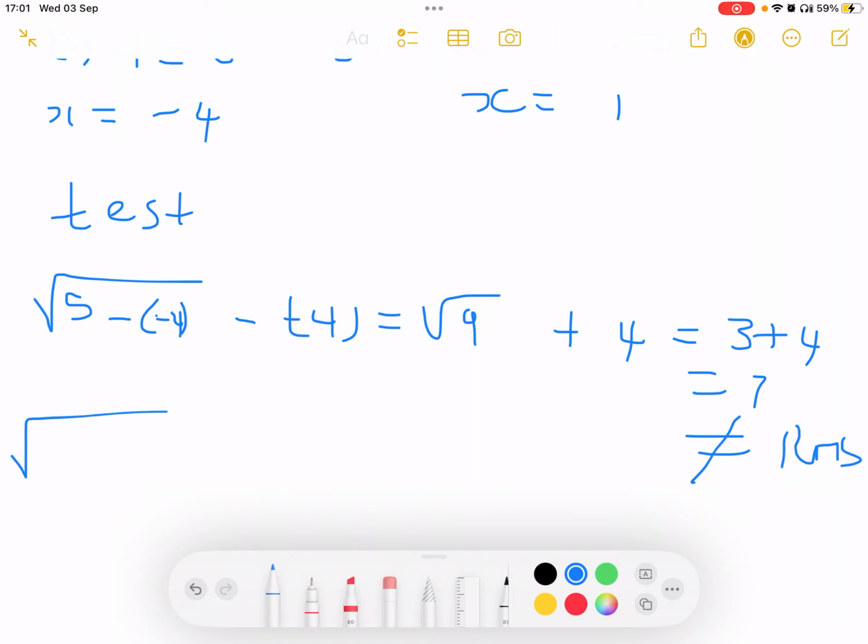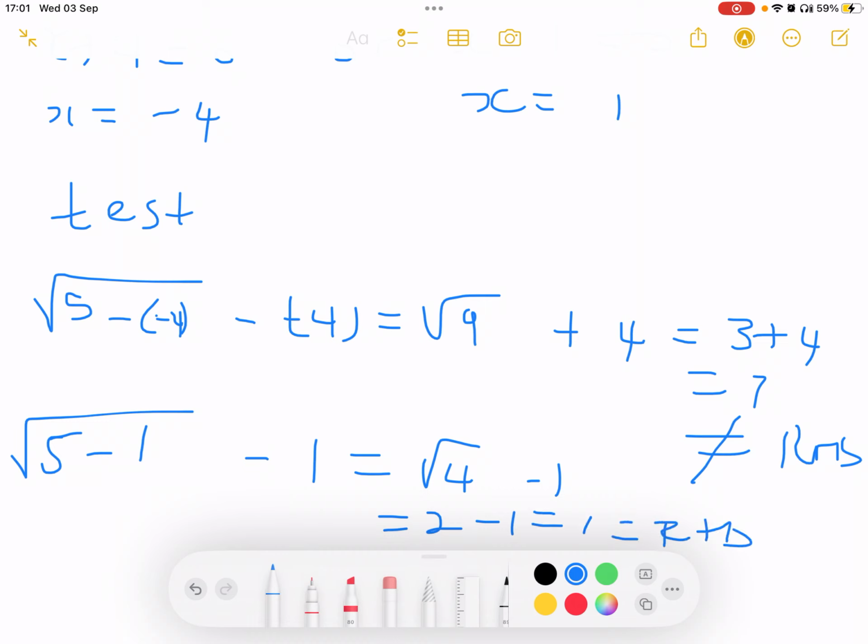Let's test the other one. Square root of 5 minus 1 minus 1, which gives us the square root of 4 minus 1, which is 2 minus 1, which equals 1, which equals the right hand side. And therefore, that means the other value is not true. So either put a cross into this equal sign or say NA.